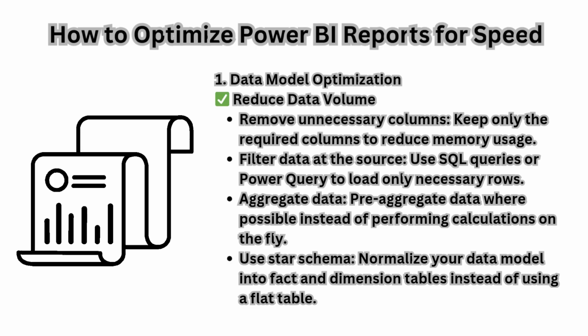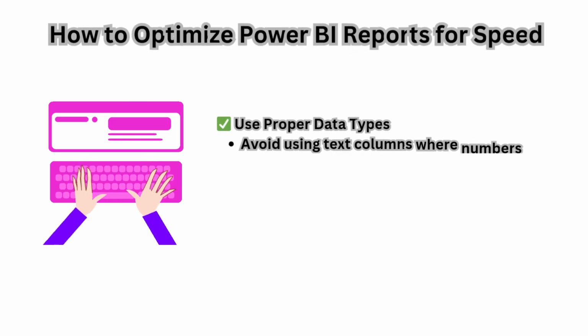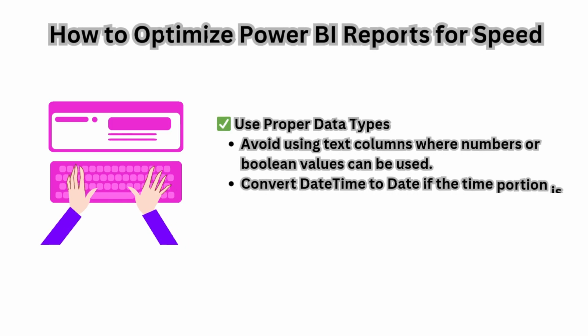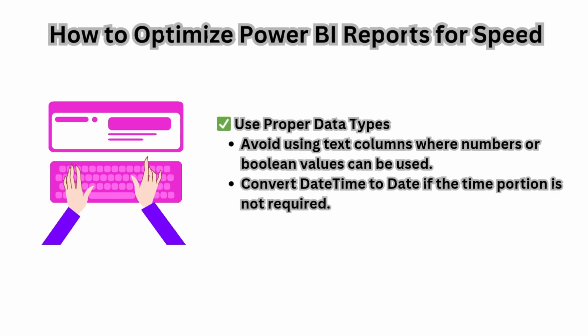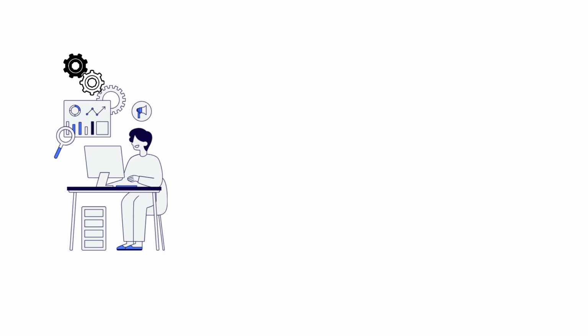Use star schema. Normalize your data model into fact and dimension tables instead of using a flat table. Use proper data types. Avoid using text columns where numbers or Boolean values can be used. Convert date time to date if the time portion is not required.